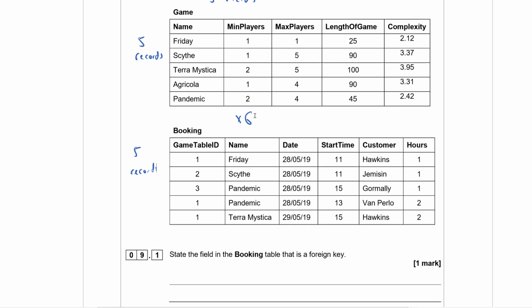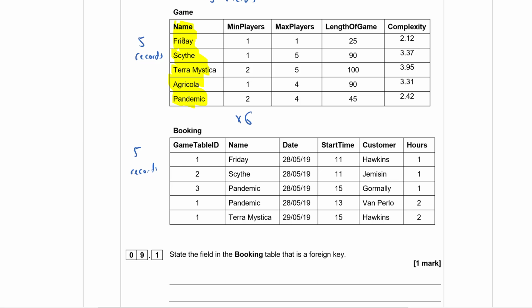So we want to look first of all, actually not at booking, we want to look at game. So what is the primary key of game? Which field is unique? Well, I was going to look to see if all of the fields are unique, but actually it's told us already, name is unique. All of the games have got different names, so therefore name is our primary key.